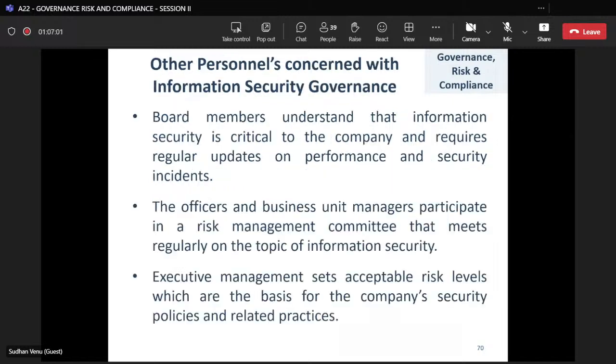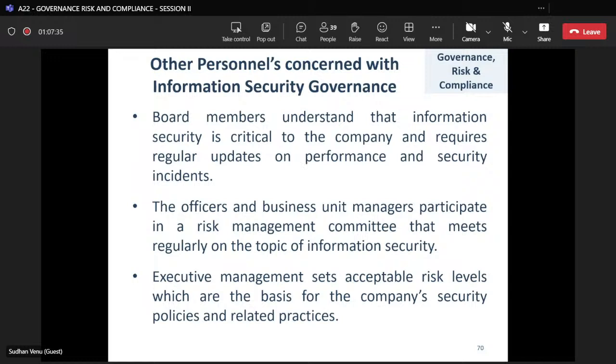And we have some other personal concerns with information security governance. Board members need to understand what information security is, that it is critical to the company, and they request regular updates on the performance and other security incidents. So the board members should understand what a security incident is, what kind of security incident, and how to request regular updates; everything they have to be concerned about.